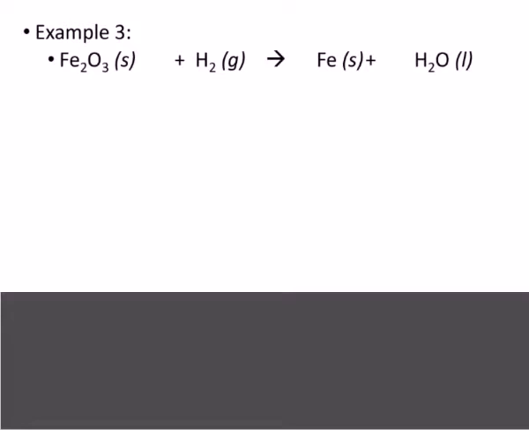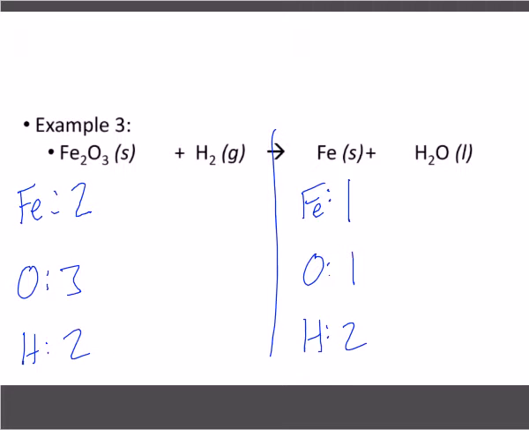I want you guys to try example 3 on your own. So, what should we start with first, or what did I try to encourage you guys to start with? What's that? Metals. So I've got iron, so I'm going to change this to a 2. Super easy. Now, on the left-hand side, I have 3 oxygens. On the right-hand side, I have 1. How can I change that? The 3 in front of each. Yeah, put a 3 right here.